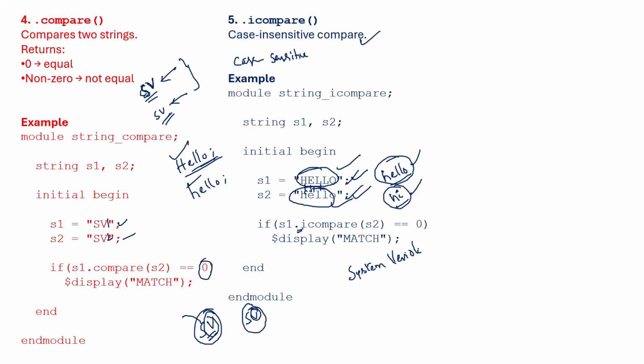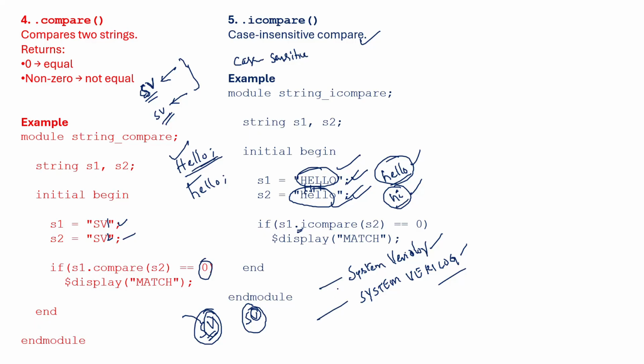Okay, so capital V I'm taking that. Okay, so this is SystemVerilog and all the letters I'm writing as SYSTEMVERILOG. These will be the same in case insensitive comparison. Case sensitive means this is one string and this is another string, so it is not checking that.